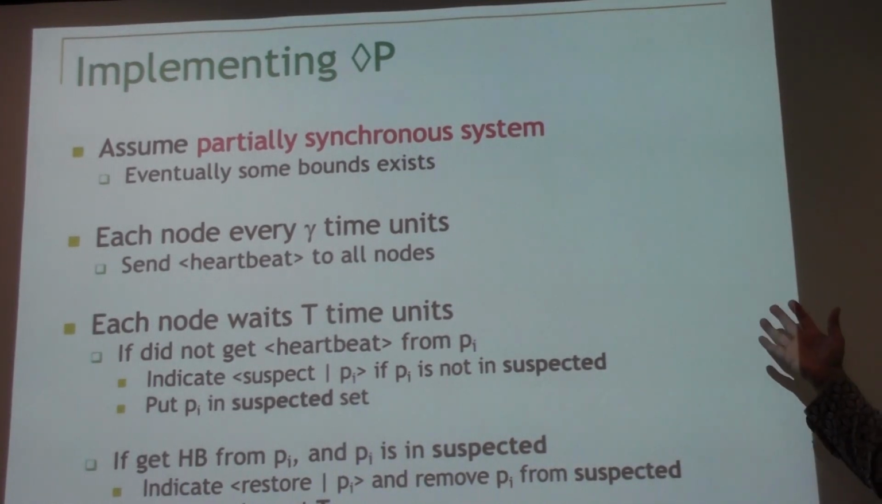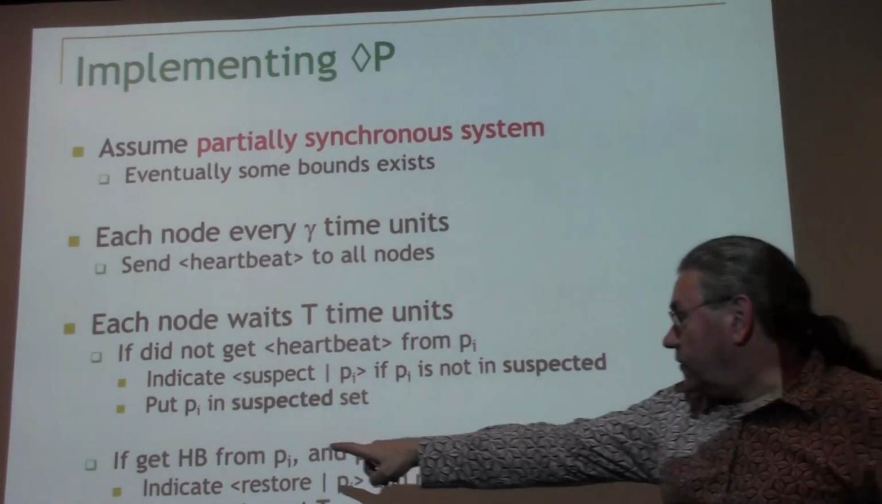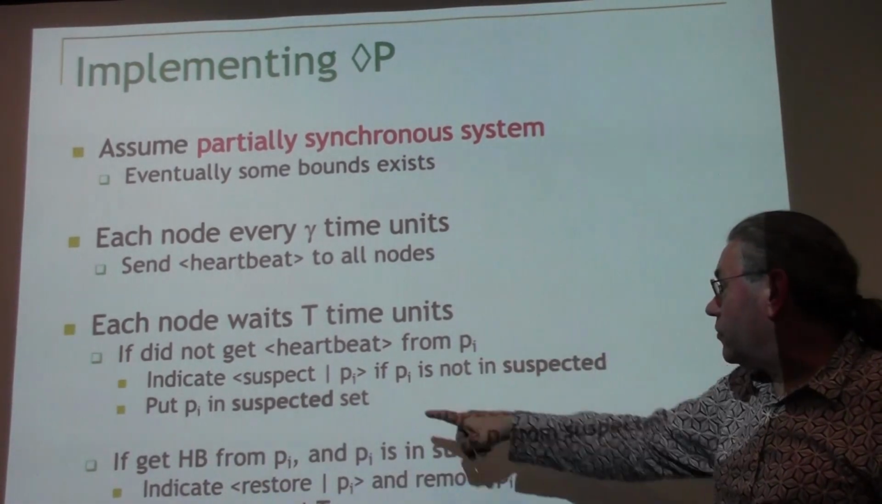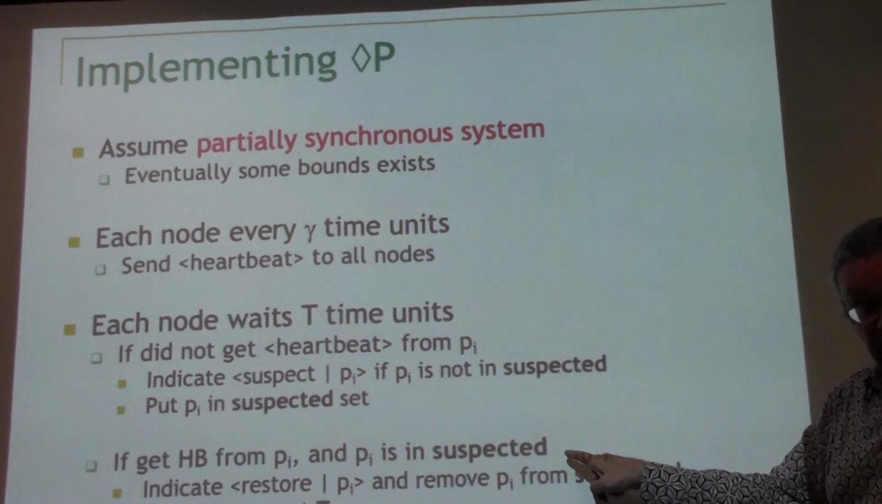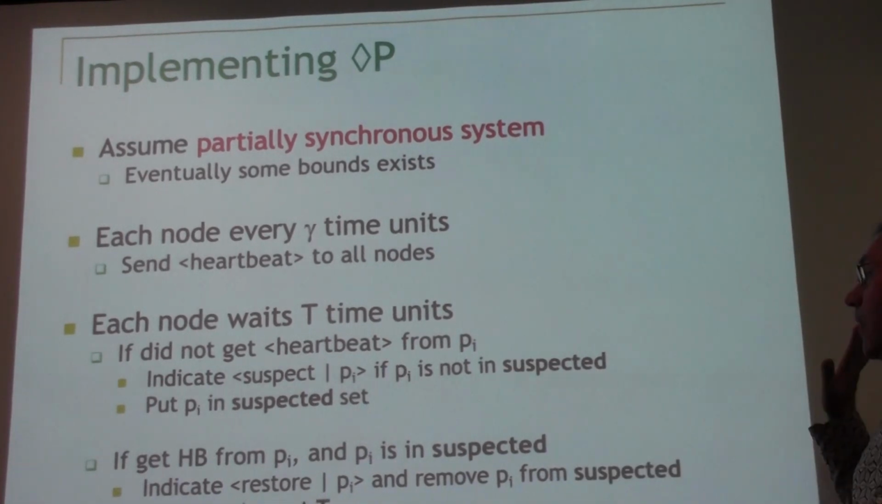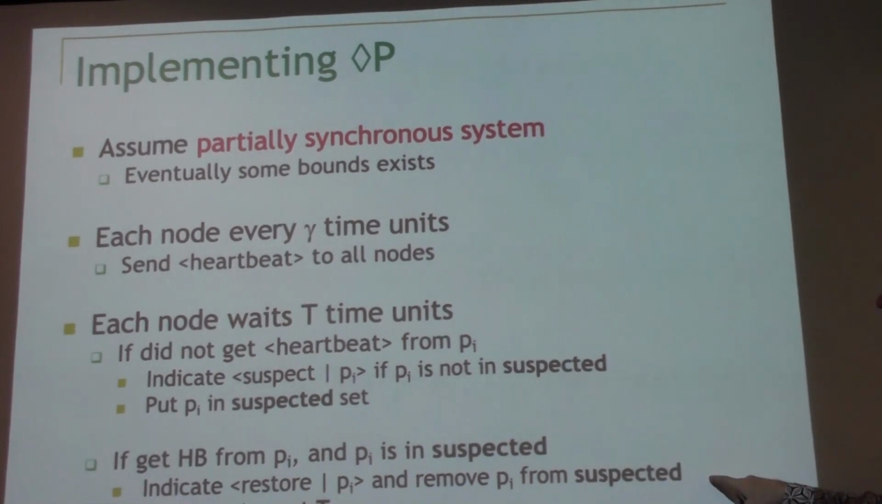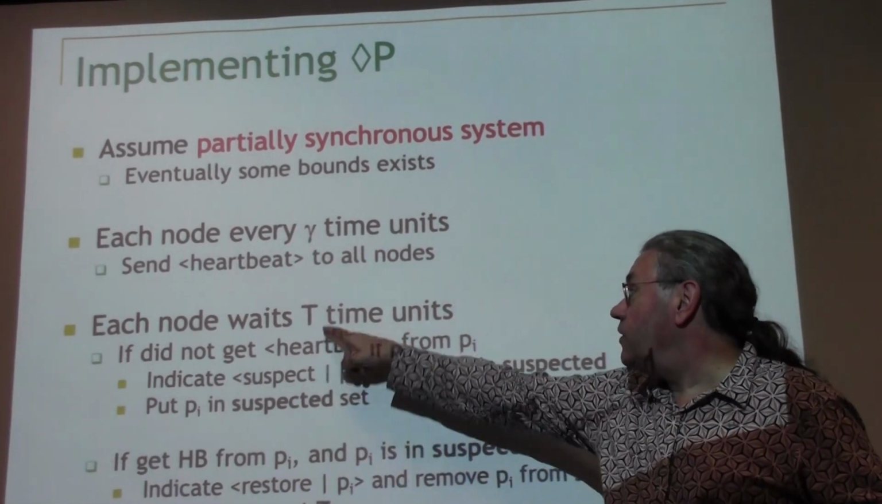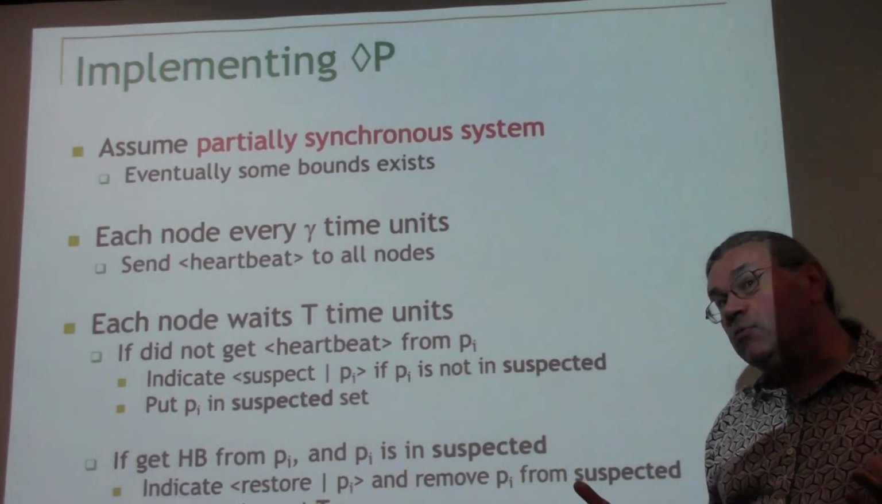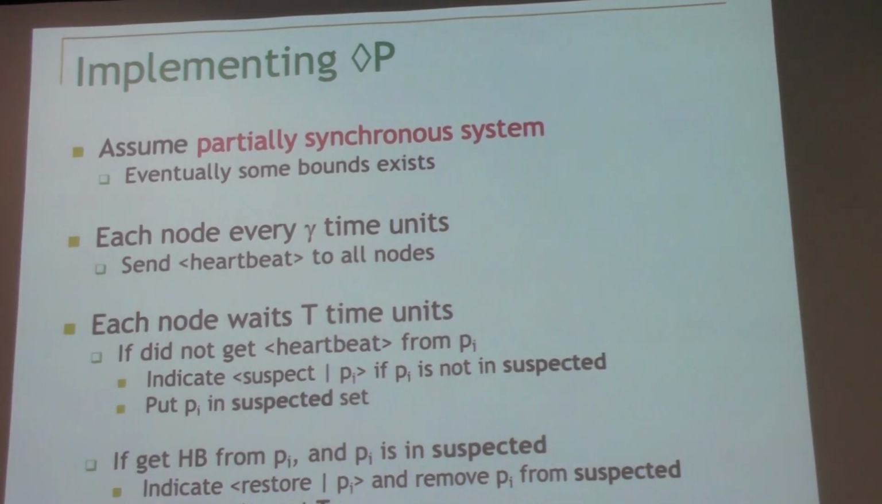But maybe the t was just too short. So if it does get a heartbeat from pi after that, and pi is suspected, that means it has previously suspected it, then it says, oh, I made a mistake. So it indicates restore, removes pi from suspected, and increases the timeout t. It says, clearly t was too small, I have to increase it, so that maybe the next time around, it's better. Okay, and that's it.